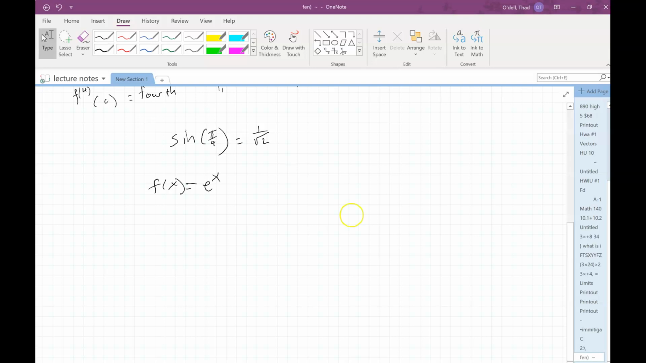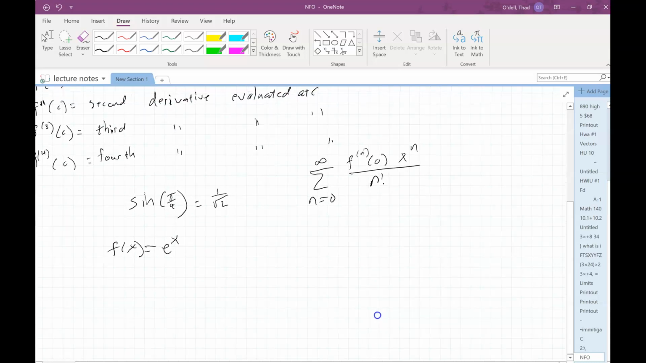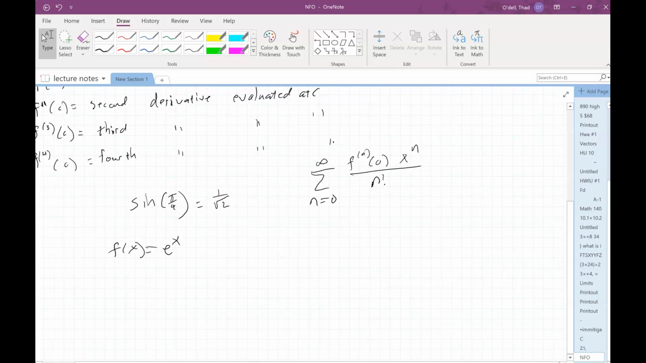Okay, so remember the formula for calculating the Taylor series. We're actually going to do a Maclaurin series because we're going to center it at 0. So this would be from n equals 0 to infinity, and it's going to have an n factorial on the bottom, and you're going to evaluate a bunch of derivatives at 0, and this is going to be x to the n.